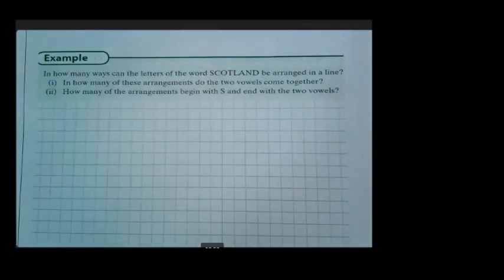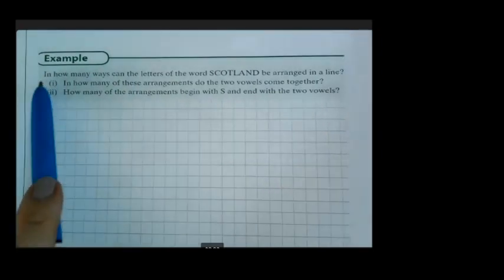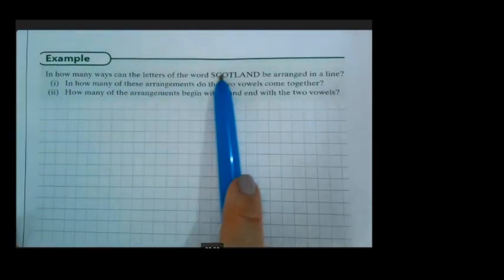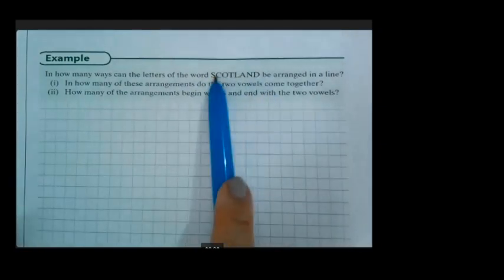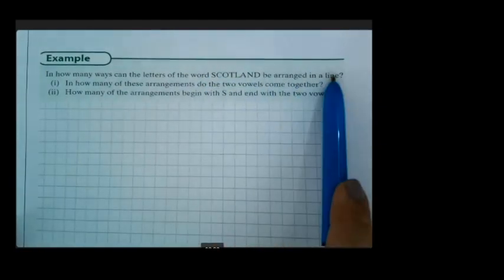Okay, now let's have a look at this example. In how many ways can the letters of the word Scotland be arranged in a line? Then we're looking at in how many of these arrangements do the 2 vowels come together? And lastly, how many of these arrangements begin with an S and end with the 2 vowels? We have a few things going on here, but the very first question is just, with no restrictions, how many ways can the letters of the word Scotland be arranged in a line?